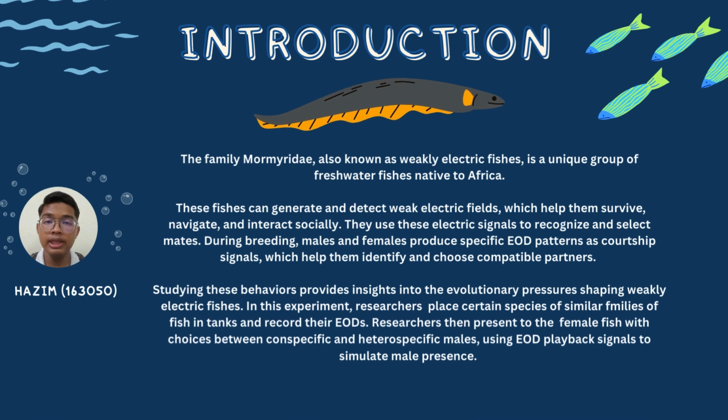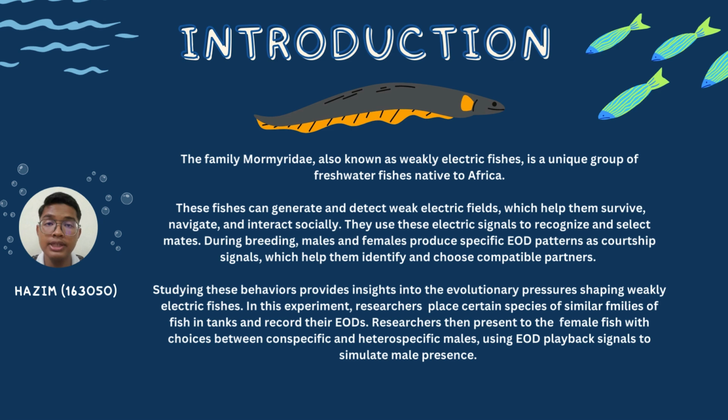Mormyridae, also known as weakly electric fishes, is a unique group of freshwater fishes native to Africa. These fishes can generate and detect weak electric fields which help them survive, navigate, and interact socially. The electric fields, called electric organ discharges (EODs), are essential for communication, prey detection, and navigation in murky waters.